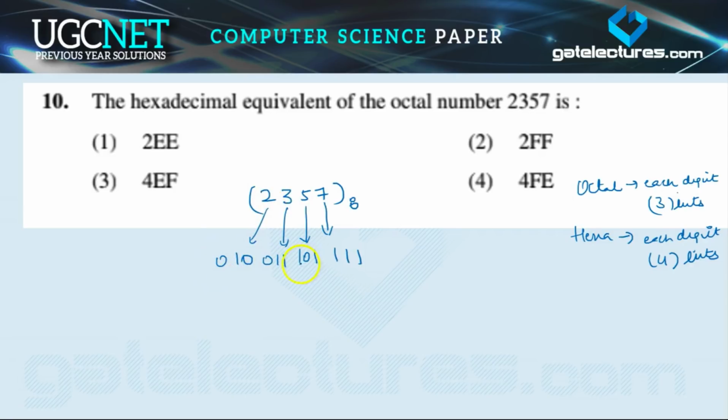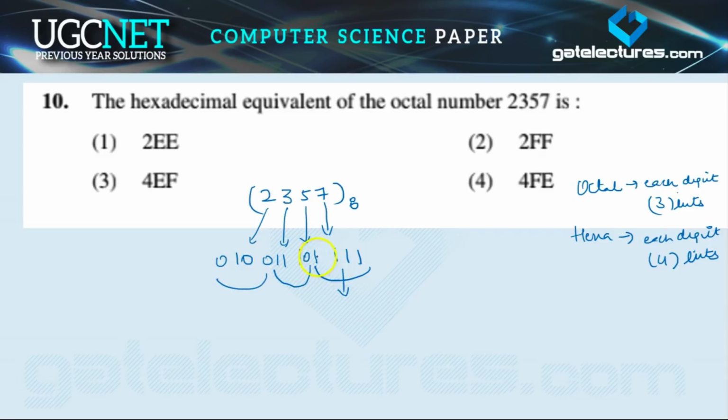Now we want to represent this number in hexadecimal. So for that I need to group 4 bits together, because in hexadecimal I represent one digit with the help of 4 bits. So start grouping from this side, from left to right. Now 4, 1, 2, 3, 4, right?